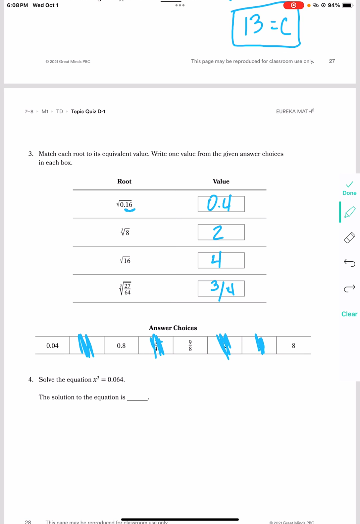All right, so number 4 is kind of similar to number 3. Okay, it says solve the equation. So we have x to the 3rd power is equal to 0.064, or 64 thousandths. Remember, when we're solving an equation, we have to get x where it is just x and there's nothing else happening to it. So in order to get x by itself, we need to eliminate the cube sign. In order to get rid of the cube sign, you need to cube root it.